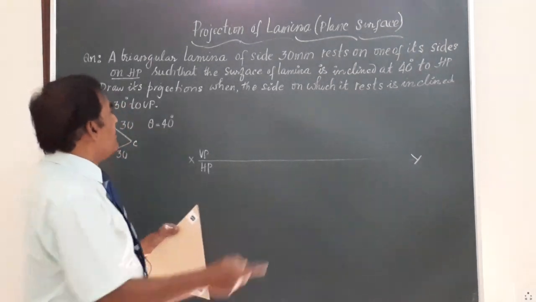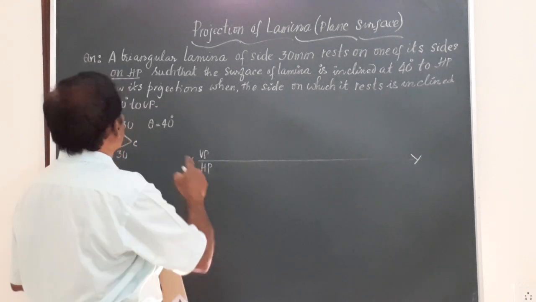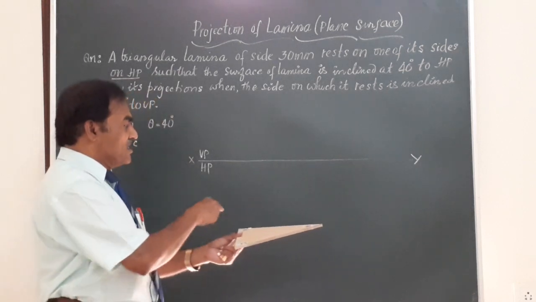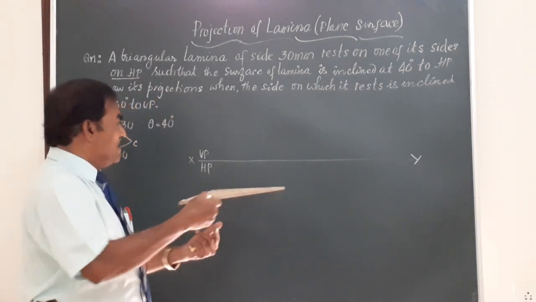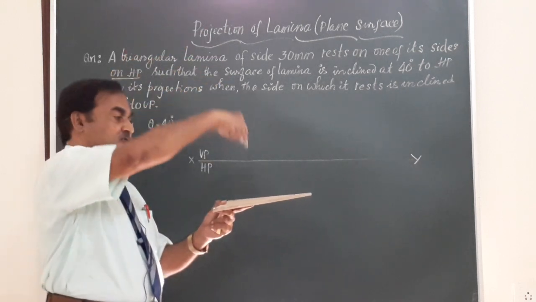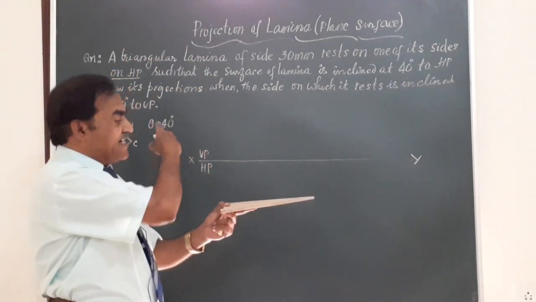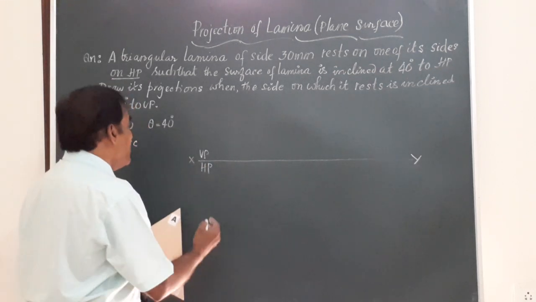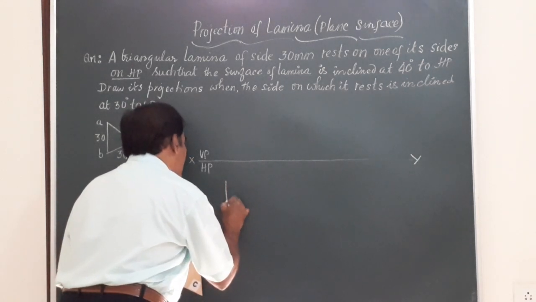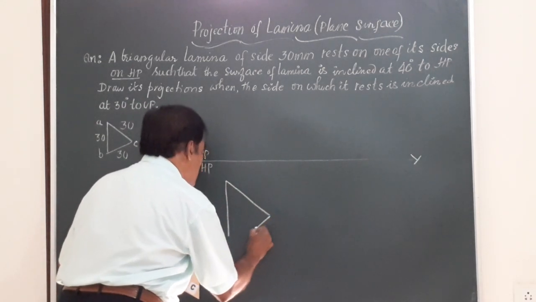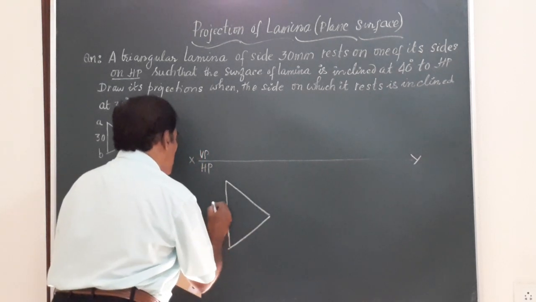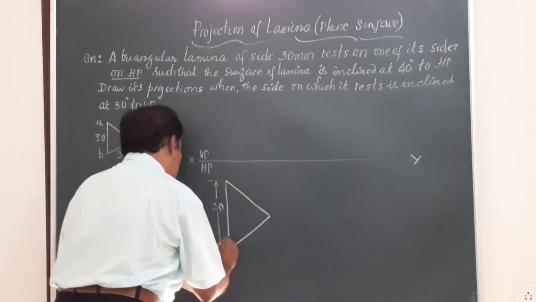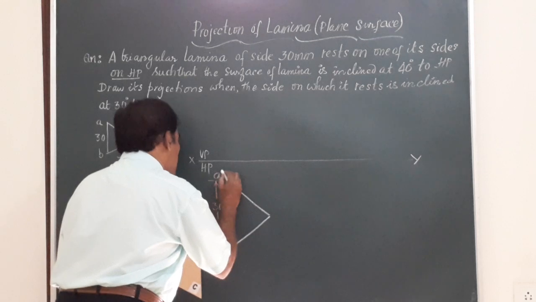I told you, friends, whenever you find this marking that it is resting on HP, place the lamina on the HP or on the ground such that one of the sides, that is AB, is perpendicular to VP. Obtain its top view, a triangle ABC of side 30 mm, and the front view. In the front view, you will be able to see this edge. So I am going to draw an equilateral triangle here, of side 30 mm, and I will mark it as ABC.